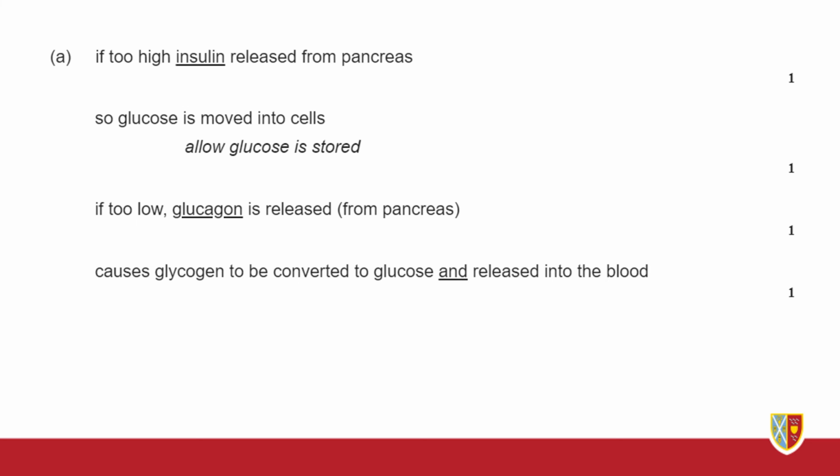If you're a higher tier student, there is a little bit extra that we can add here. It says if the blood glucose is too low, glucagon is released from the pancreas. It causes glycogen to be converted back into glucose, and it's released back into the blood. So it had been stored and it's now being given back into the blood, and that's going to bring your blood glucose levels back up.